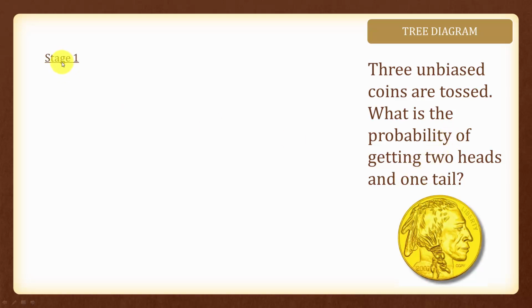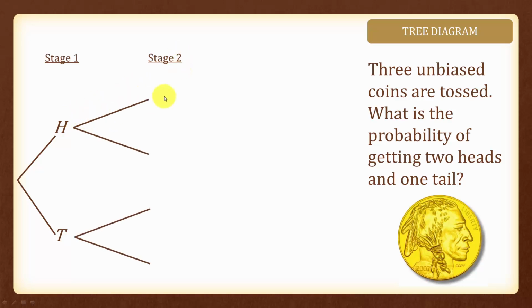Stage 1 represents the first coin being tossed, and we have 2 possible outcomes, being either a head or a tail. Stage 2 is when the second coin is being tossed, and we have 2 possible outcomes as well. If the first stage is a head, then the second stage can be either a head or a tail. If the first stage is a tail, the second stage can also be either a head or a tail.